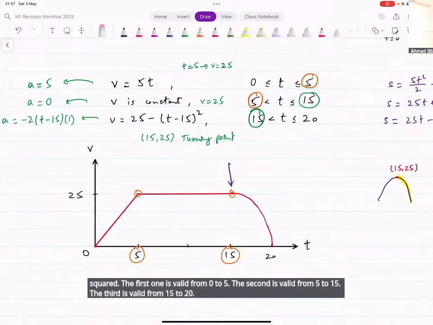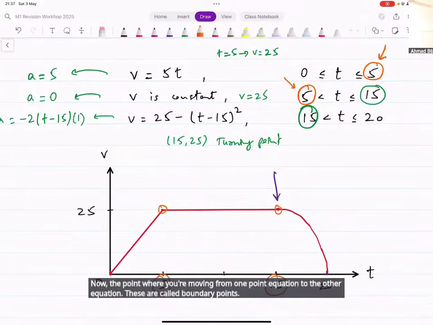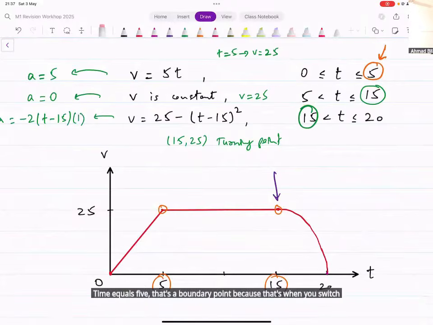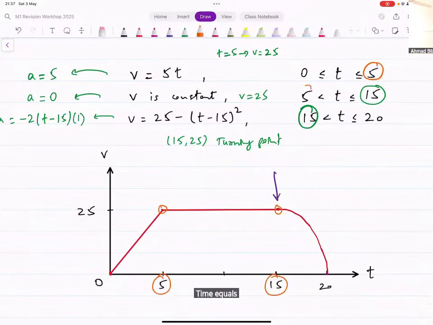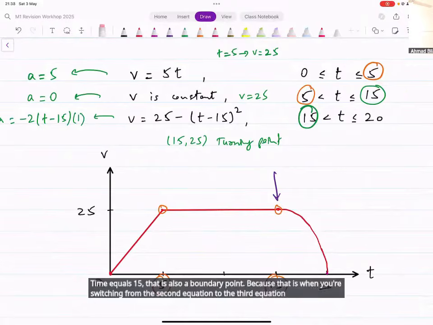Now, the points where you're moving from one equation to the other equation are called boundary points. Time equals 5 is a boundary point because that's when you switch from the first equation to the second equation. Time equals 15 is also a boundary point because that is when you're switching from the second equation to the third equation.